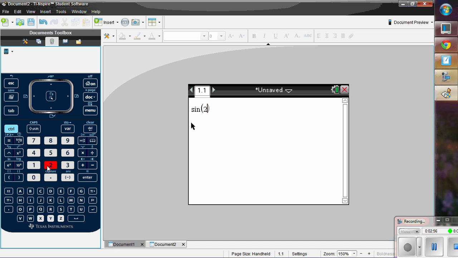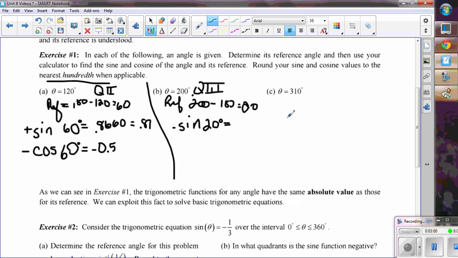Sine of 20 degrees is 0.34202. So that's this one, 0.34202. And I have to remember that I'm in quadrant 3, so it's negative. So I'm going to put in my negative symbol. So this is negative 0.34 to the nearest hundredth.